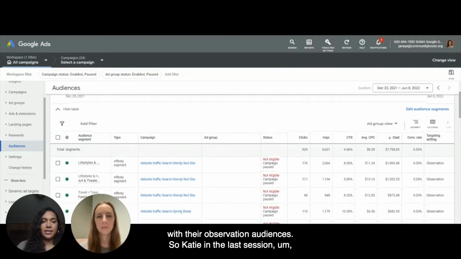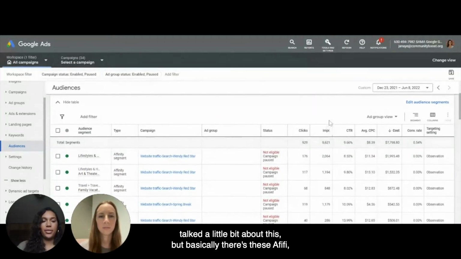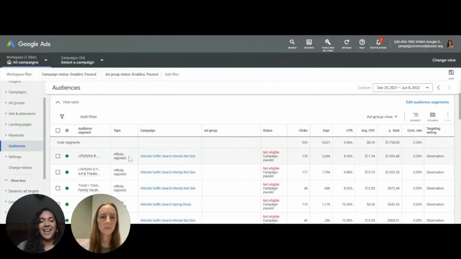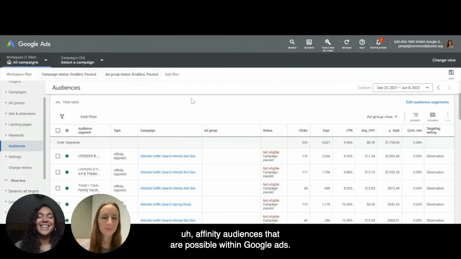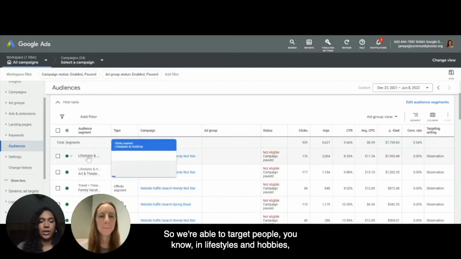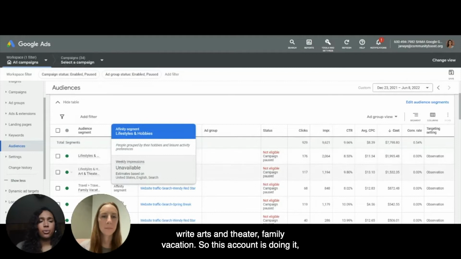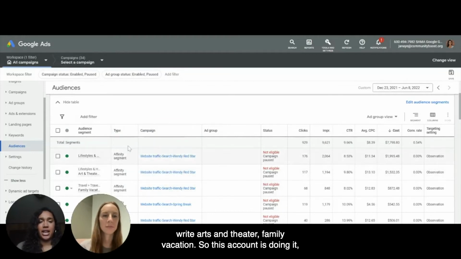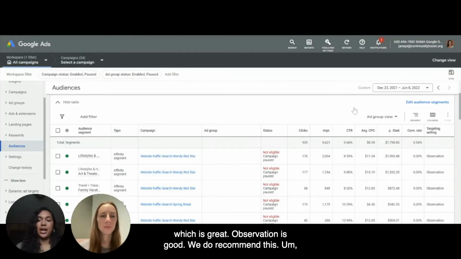So Katie in the last session talked a little bit about this, but basically there's these affinity audiences that are possible within Google Ads. So we're able to target people in lifestyles and hobbies, right? Arts and theater, family vacation. So this account is doing it, which is great.